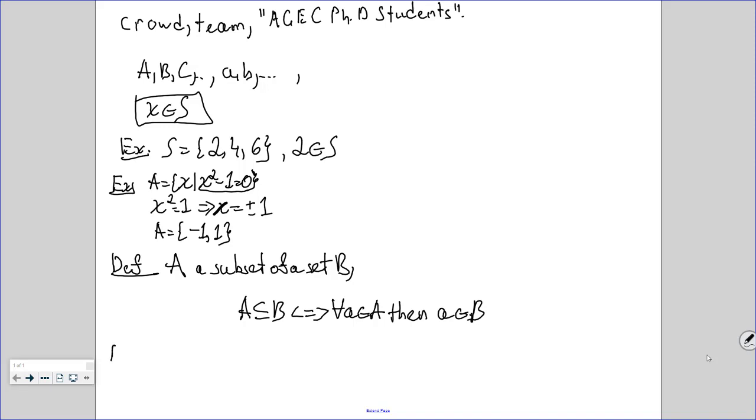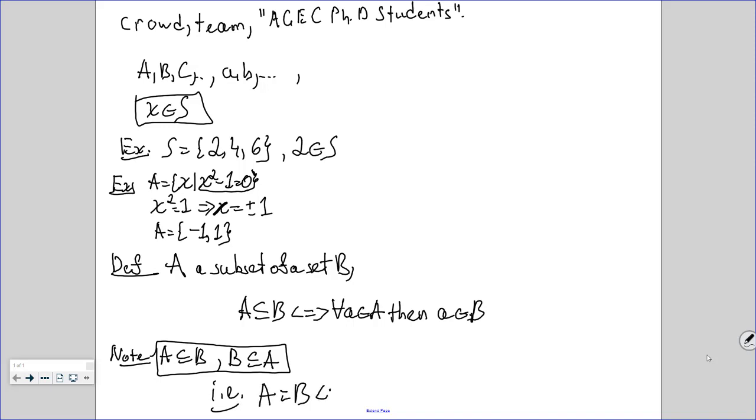The other thing you can note is that when we say A is a subset of B, we do not rule out the possibility that B is a subset of A. If both of these happen, then we say that A equals B. In other words, A equals B if and only if A is a subset of B and B is a subset of A.